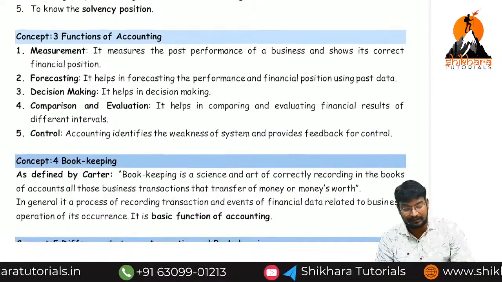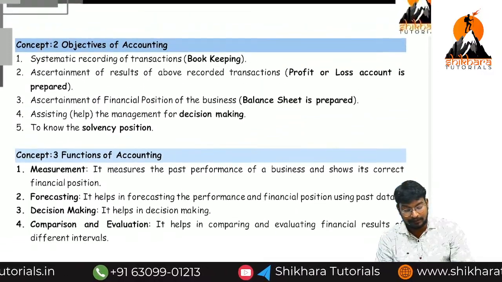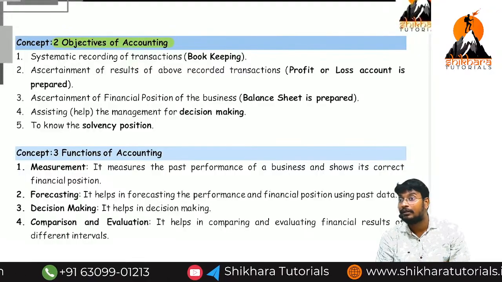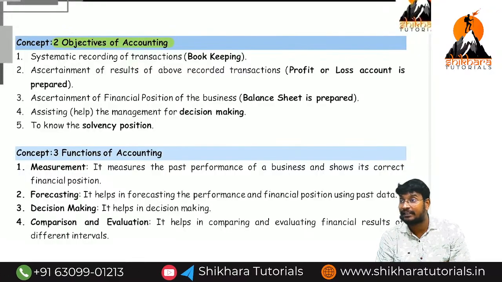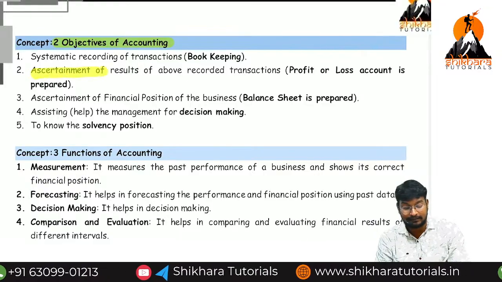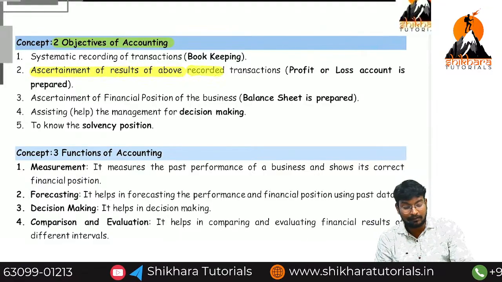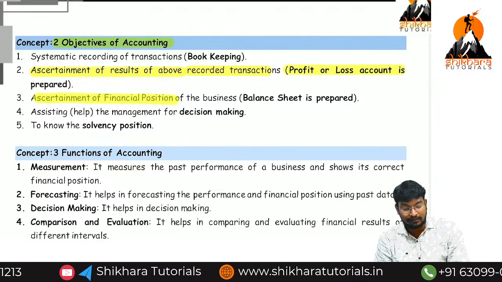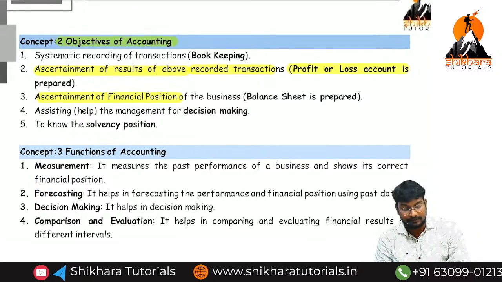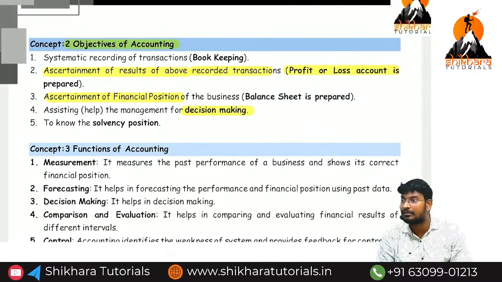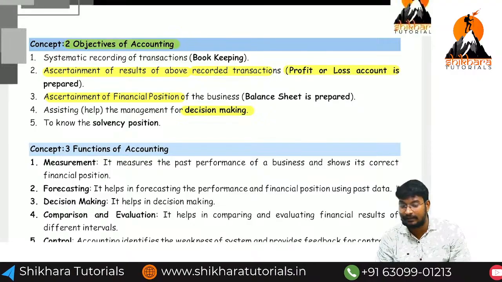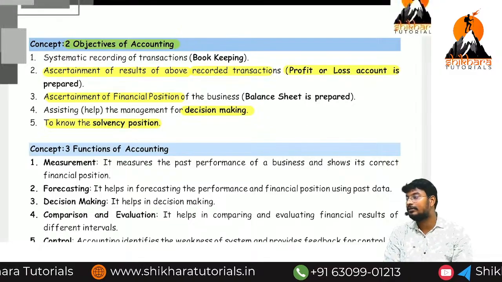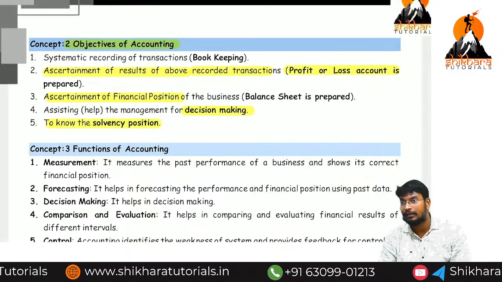They are giving certain examples. Next, what are the main objectives of accounting? We have discussed already. We need to identify the financial result, nothing but profit and loss, and the financial position. So ascertain the result of the recorded transactions, and assist the management in decision making. Based on the final accounts we can take decisions and know the solvency or insolvency position. This is the objective of accounts.